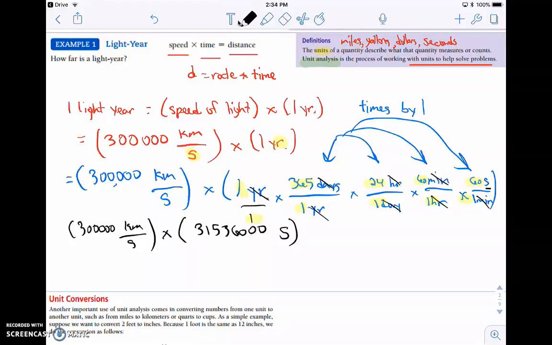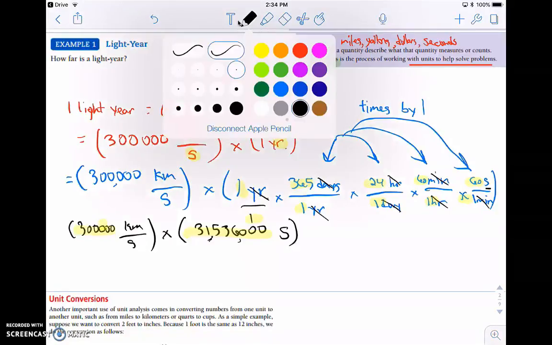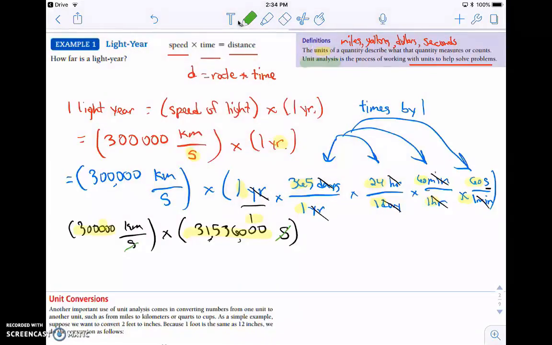So now we have our speed, which is 300,000 kilometers per second, and we've got our time, which is huge, in the millions, 31,536,000 seconds. And notice that this seconds and this seconds are going to cancel because one's in the numerator, one's in the denominator, so we're left with just kilometers. And this is going to be rounded, but this is approximately 9,460,000,000,000 kilometers.